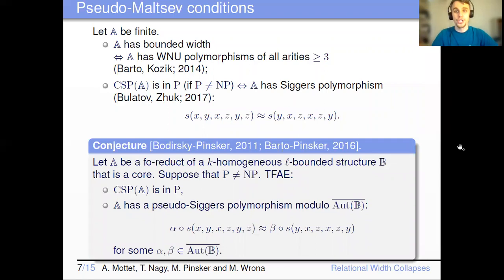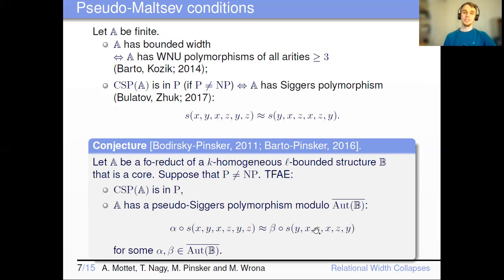And we have a similar conjecture for infinite domain CSPs. This is due to Bodirsky and Pinsker, and this formulation using pseudo-Siggers polymorphisms is due to Barto and Pinsker. So we say that if A is a first-order reduct of a K-homogeneous L-bounded structure B that is a core, and of course, if we suppose that P is not equal to NP, then we would like to prove that the following are equivalent: the CSP of A is polynomial time solvable, or A has a pseudo-Siggers polymorphism modulo the closure of the automorphism group of B.